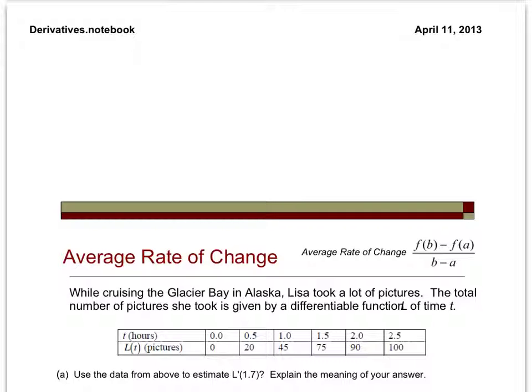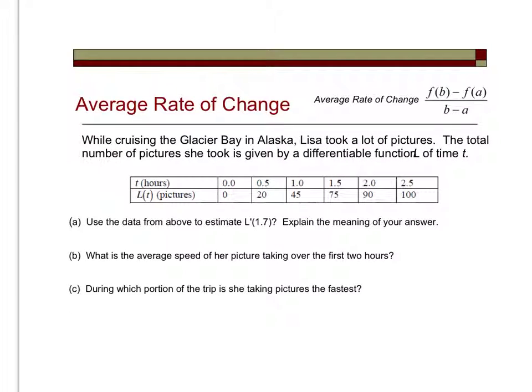Now let's look at an example that you might see. We're cruising Glacier Bay, how fun, and Lisa is taking pictures. We are given the time and the number of pictures taken. Very important to understand what is given to you. From the data, you want to approximate the derivative at 1.7. You notice in the table they don't give us 1.7, so we know a value below and a value above. We are actually approximating the slope there. This will not be an exact derivative, but an approximation.